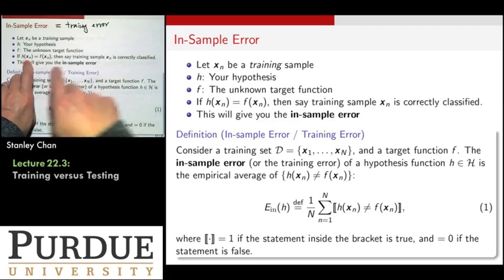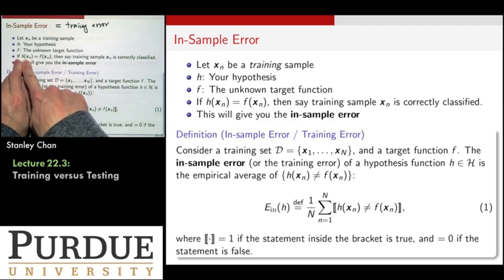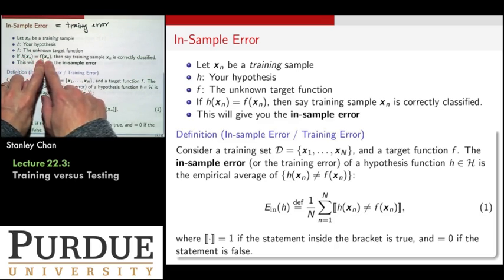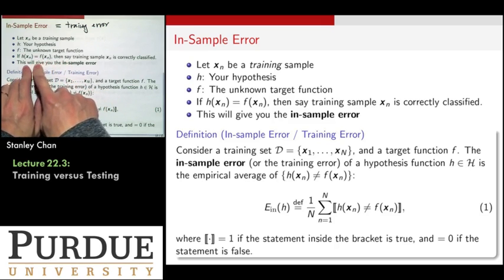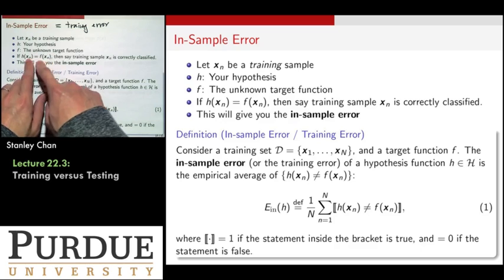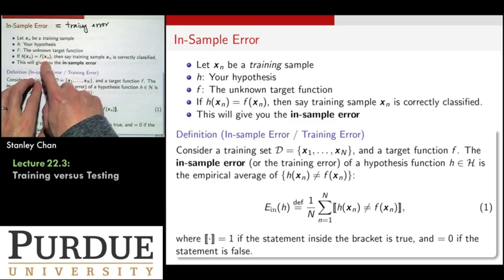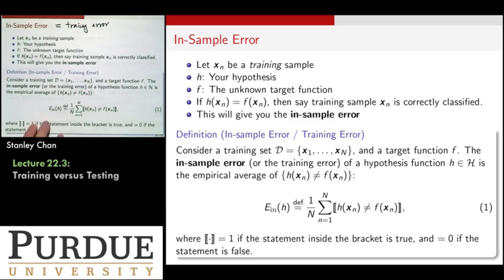So if your hypothesis applied to your training sample is equal to the target value, then you will be happy, okay? And that should give you a very small error. If they are different, that should somehow accumulate over all the samples in your training set, and they will add up, and then they will give you the overall in-sample error or the training error. So, what I would define the in-sample error is the following. You look at this equation.